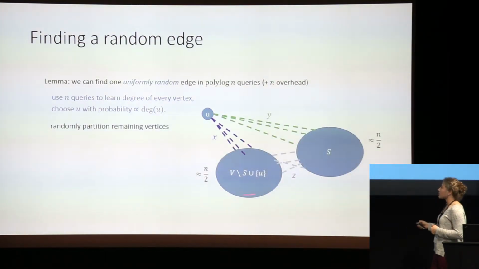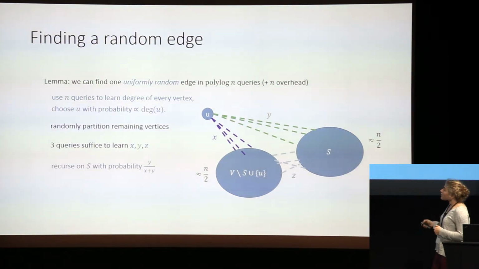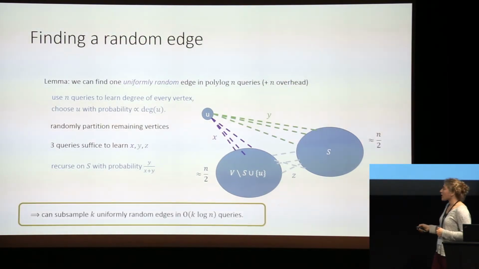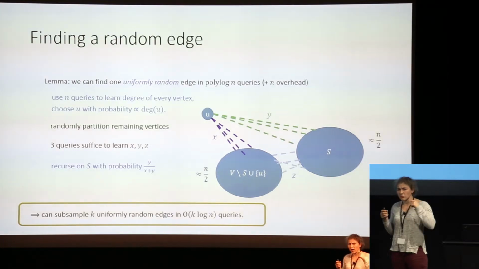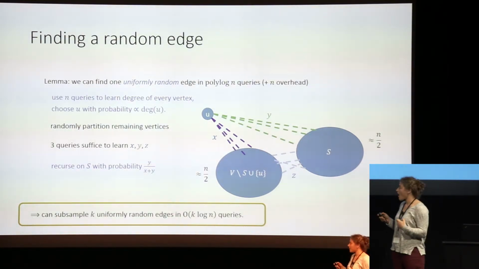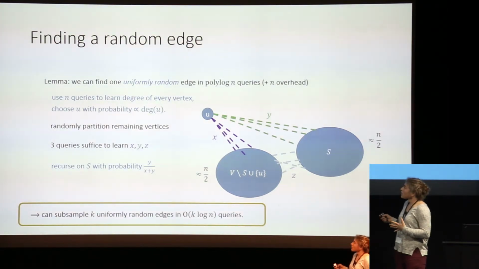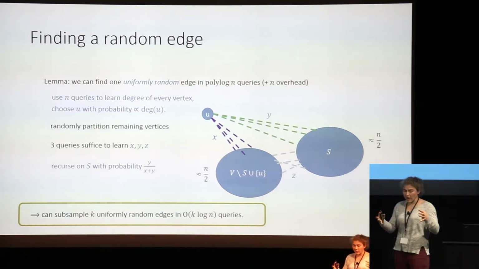Okay, and we'll randomly partition the remaining vertices. We'll learn the quantities x, y, and z. And now we recurse on the s part with probability proportional to y over x plus y, so with probability proportional to the number of edges going to s. Okay, and it's not that difficult to convince yourself, if you do out the calculation, that you'll sample every edge with uniform probability.